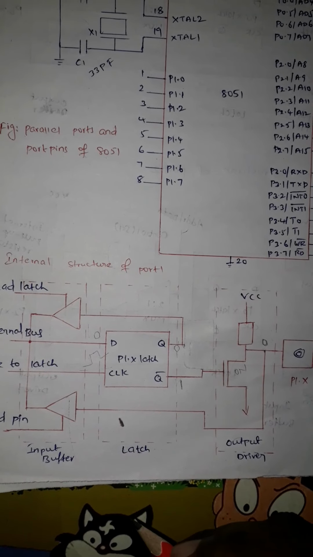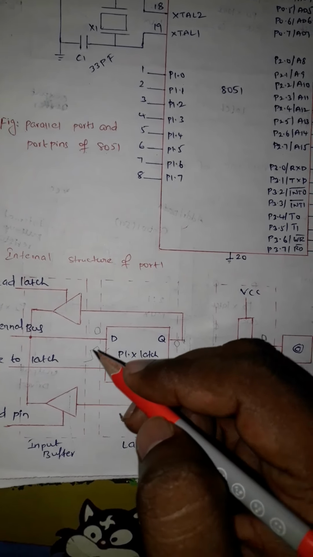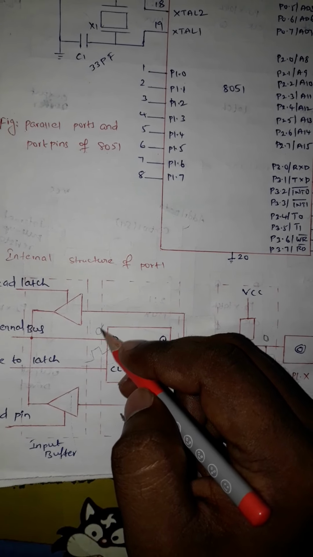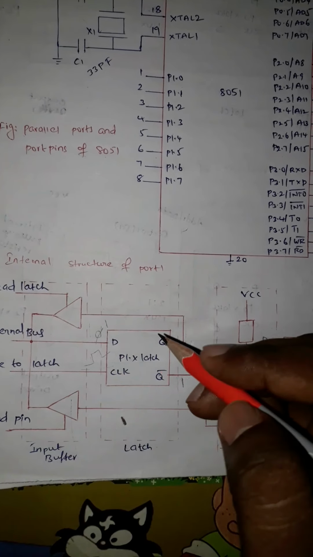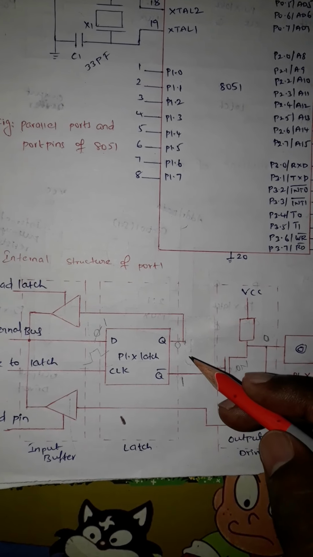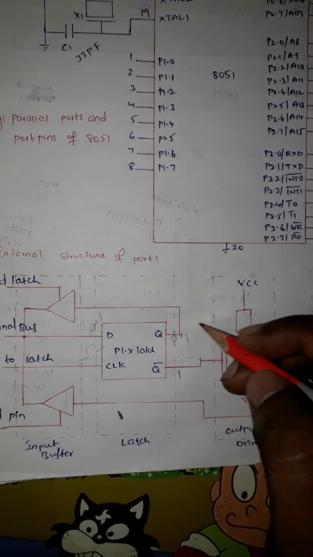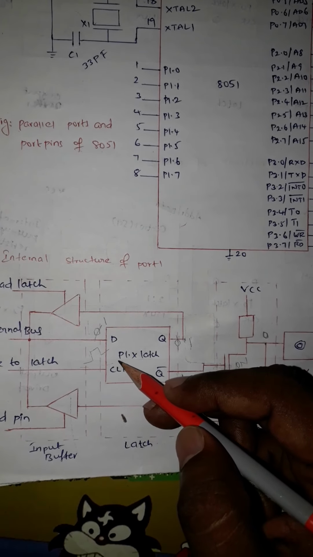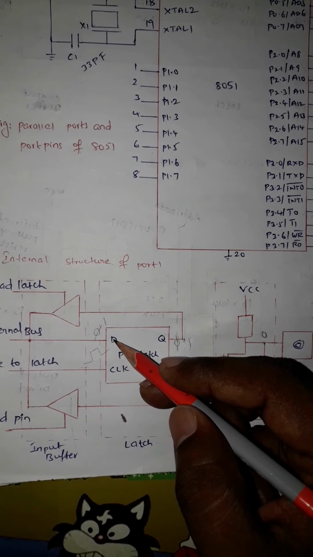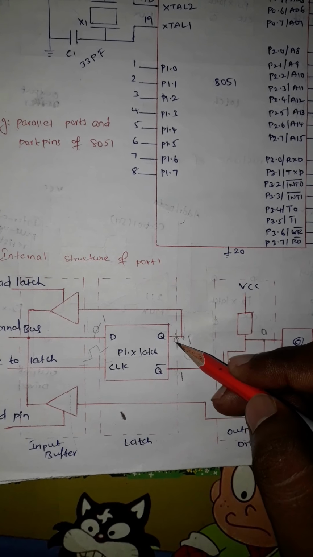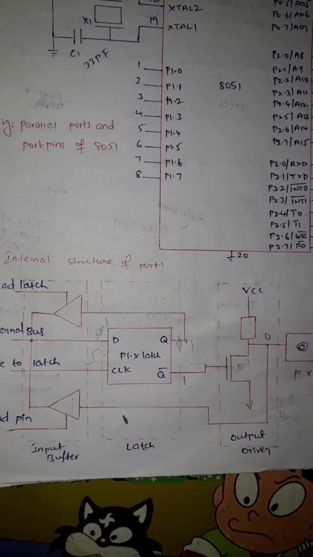Now let us write a value 1 to the D. So if you want to write a value 1 to the D, then the value at the Q is also 1, whereas the clock pulse is high, and we applied value 1 to the D, and output at the Q is also 1.